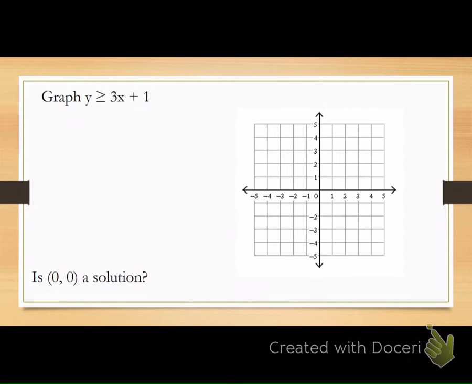Okay, so let's graph this. y is greater than or equal to 3x plus 1. So we're going to graph it the same way as normal, but instead you guys are going to have some shading going on and some dash versus solid.